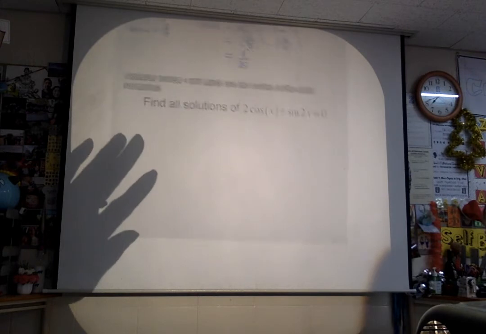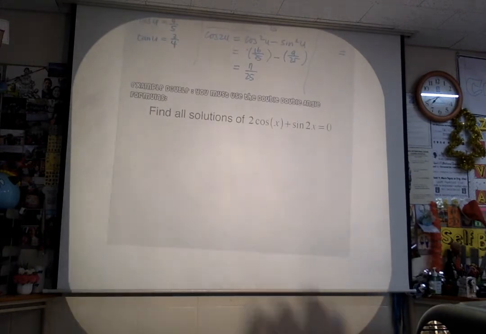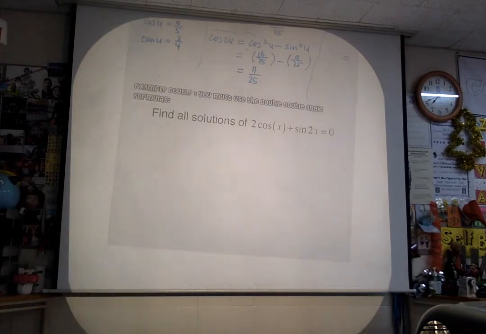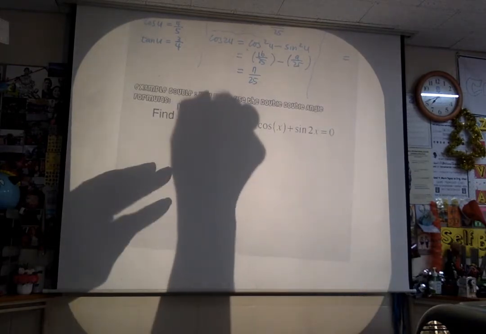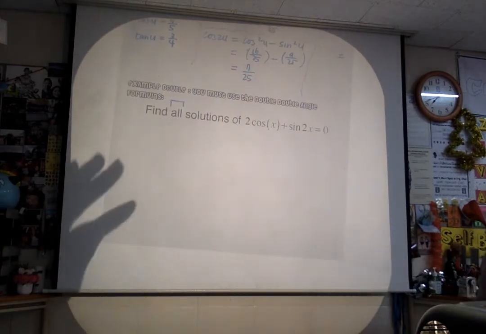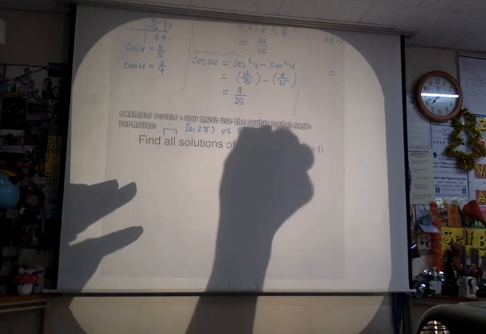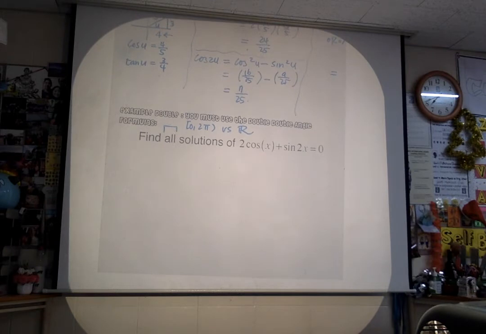Let's go on to the next example. I'm going to erase this. Hopefully you stop the video or rewind if you need it. All right. Example: double angle again. You must use the double angle formula. Okay? Now find all solutions. Again, remember how we talked about all solutions versus solutions between 0 and 2 pi. Make sure we consider that, okay?